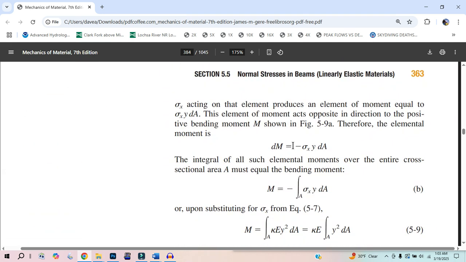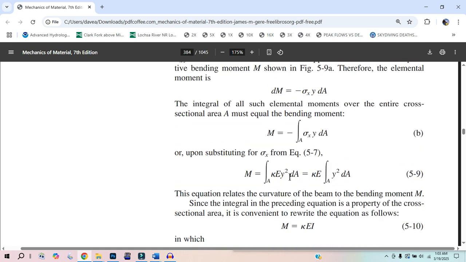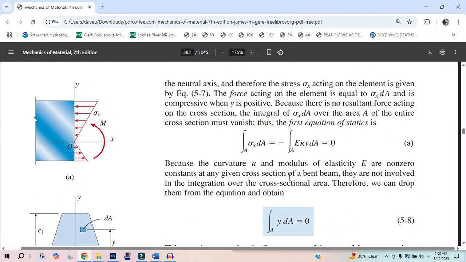And you're going to get this little dm, and you know what I mean. Sometimes it's hard to walk our way through, but so cool. We're going to take a little bit of little area. We have that stress, and we have a distance away from that force. So this little area times the stress is a force, and that force is a distance y away.